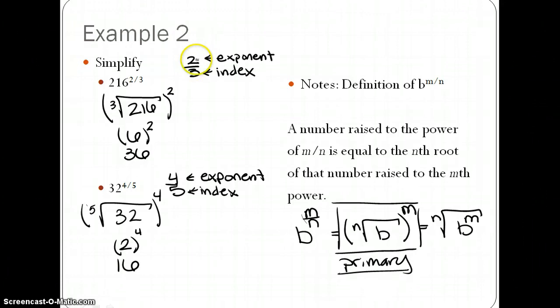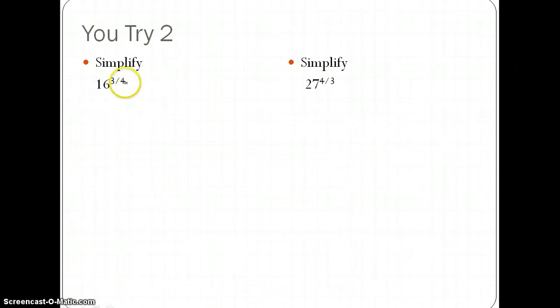Again, the goal is to understand that now our fractions have both a number in the numerator and the denominator. The denominator still represents the index of your radical when you rewrite it, while the numerator stays as your exponent. The 2 practice questions are 16 to the 3/4 and 27 to the 4/3.